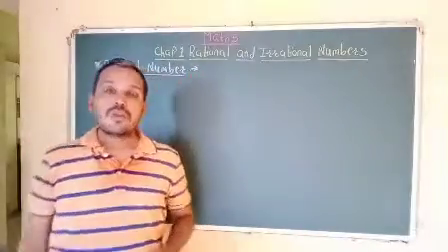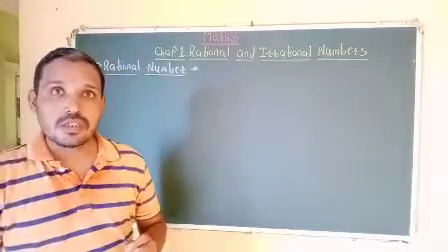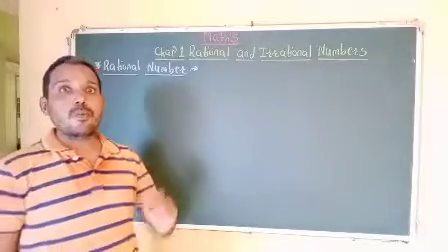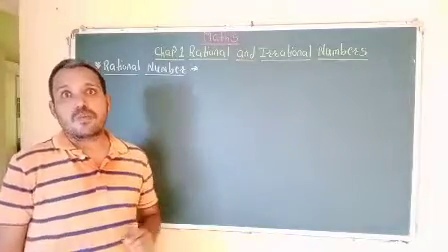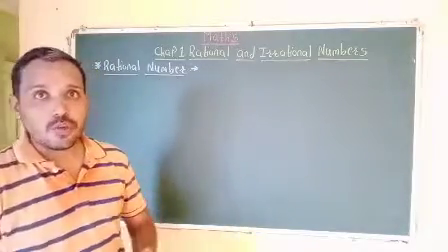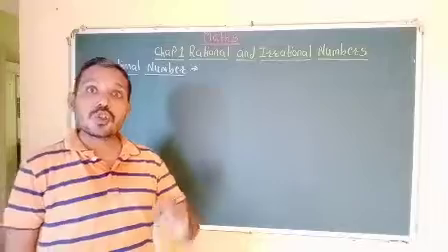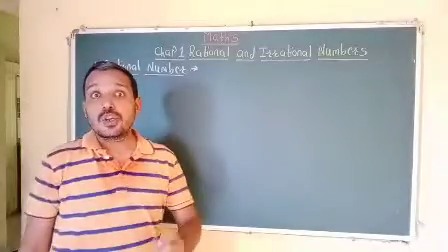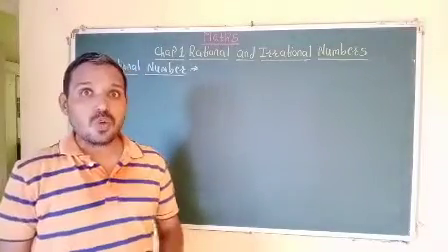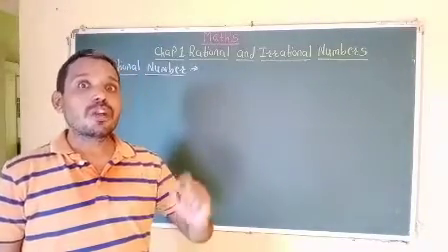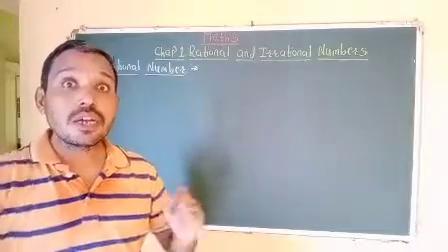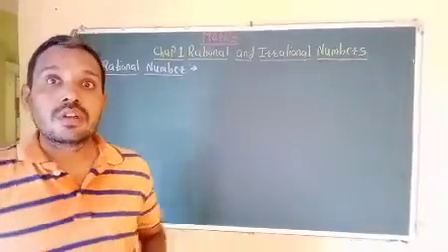When we can write a number in the form P upon Q, where P and Q both belong to the integers and Q is not equal to 0, that form of number is called a rational number.